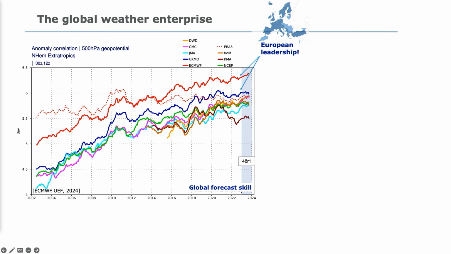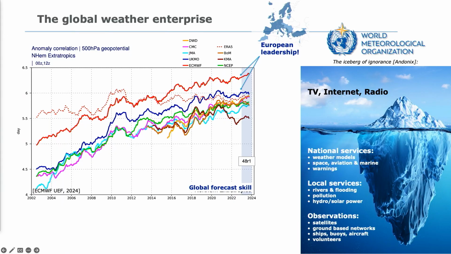The other interesting aspect of this is that the top two curves, the red and the blue, are European centers. So we actually have European leadership in that domain in global weather prediction. And it's been like this, as far as you can see, these curves go back. So we have a very, very large, important heritage of intellectual property and scientific knowledge in Europe to do that. That's very interesting.